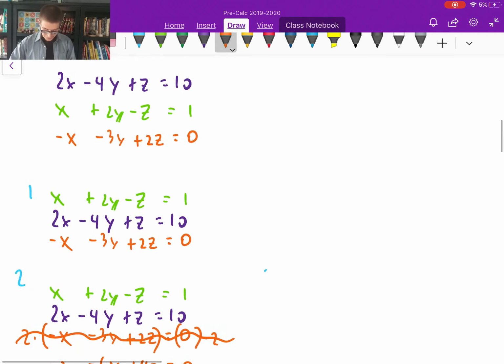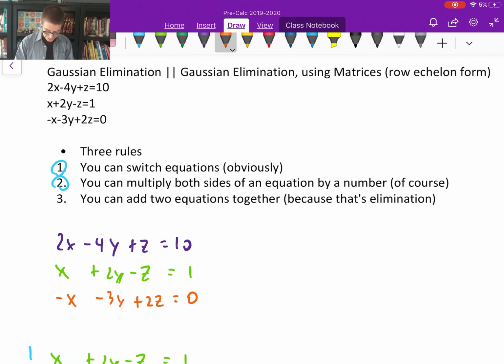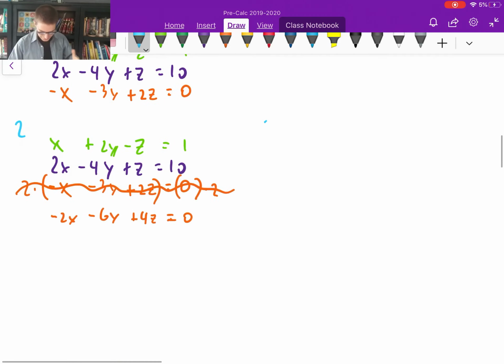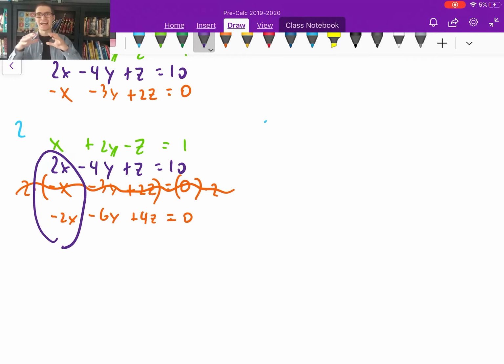Okay, the last thing we can do is you can add 2 equations together, because that's literally what elimination is. And here's what we're going to do with this one. Now they've lined this up, I can add the purple equation to the orange equation, because I've got a plus 2x on top and a minus 2x on bottom. I can add these 2 equations together, and if I did so, it would eliminate the plus 2x and the minus 2x. Okay, here's what this means.